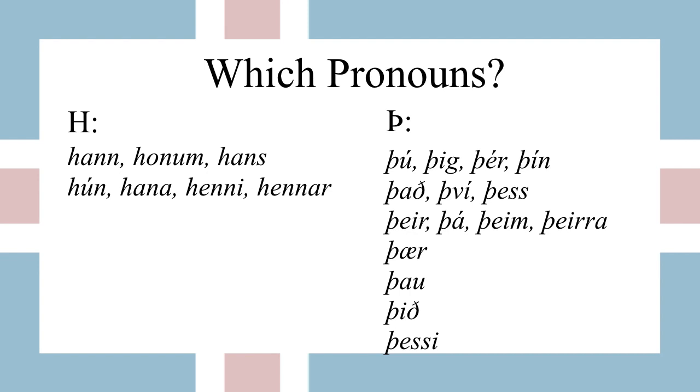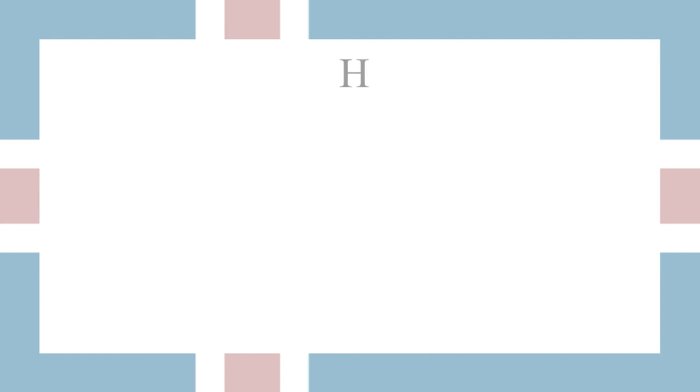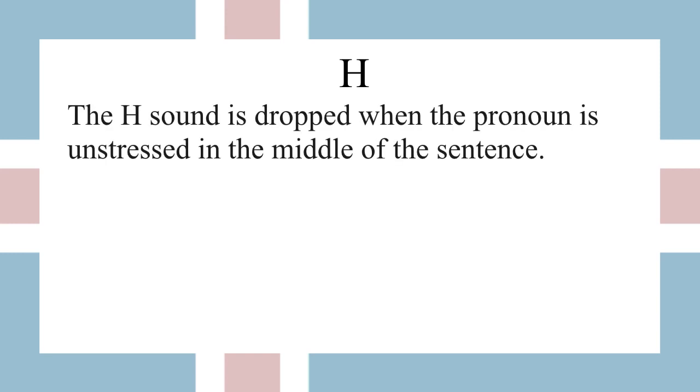So these are the pronouns we're talking about, and their pronunciation in certain situations is going to change a little bit, and it's going to be different whether we're talking about the pronouns on the left side of the screen or on the right side of the screen. So let's look at the rule for the pronouns that start with H. The rule is that the H sound is dropped when the pronoun is unstressed in the middle of the sentence. So let's look at an example.